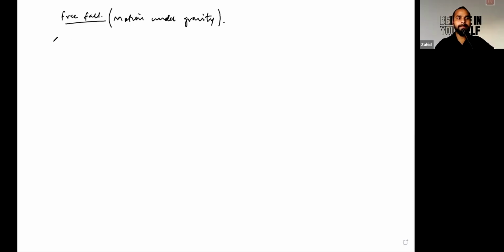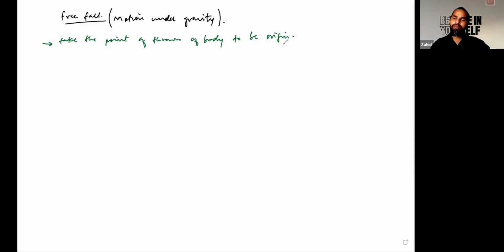So first, take the point of throw of a body at any instant to be the origin. On the basis of that origin, all upward quantities would be positive, and all downward quantities would be negative.